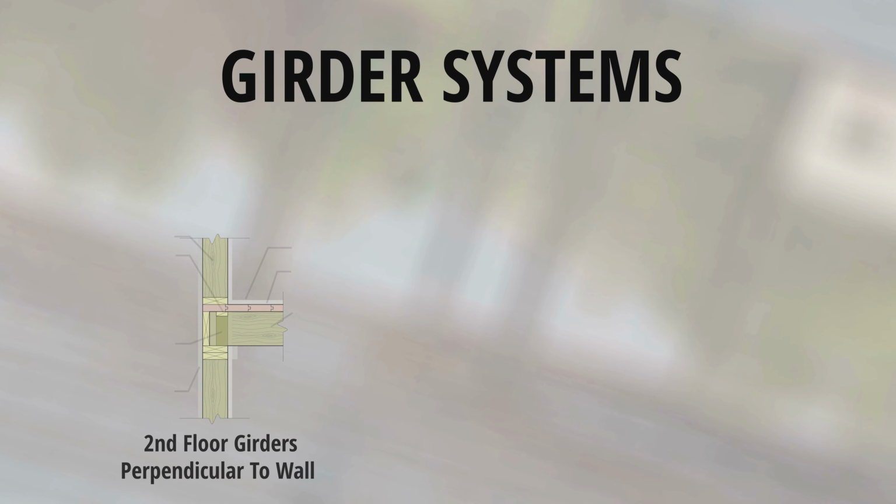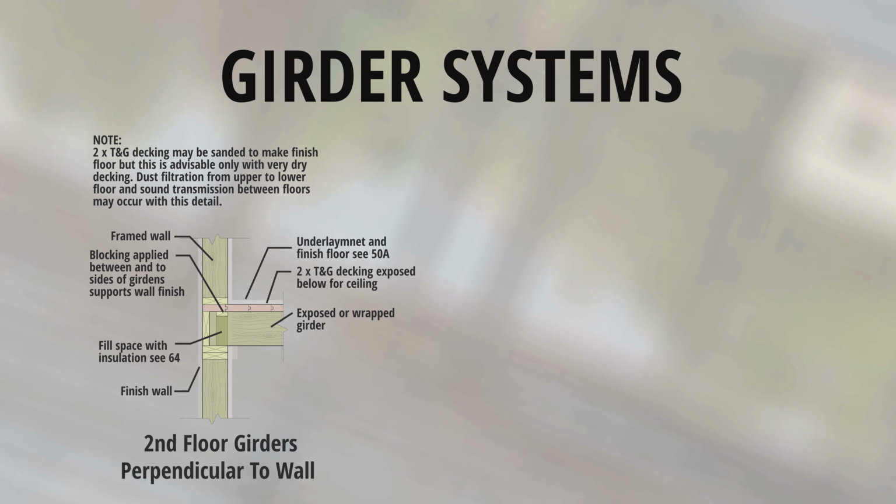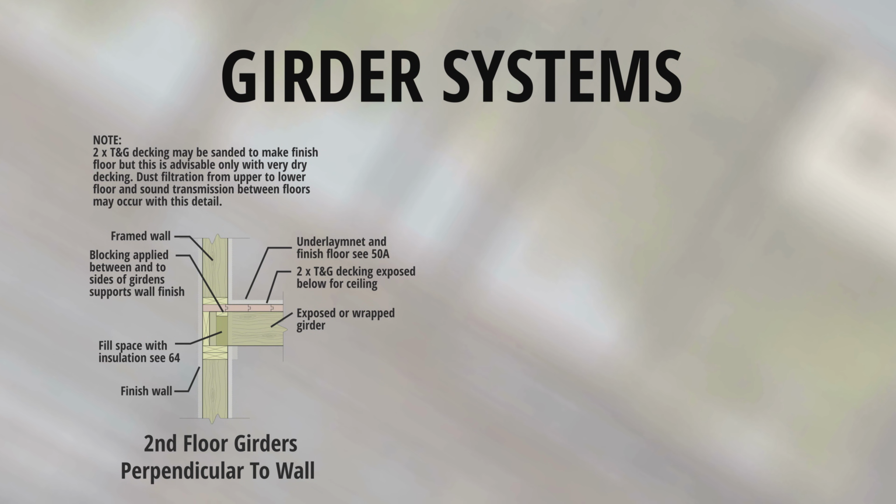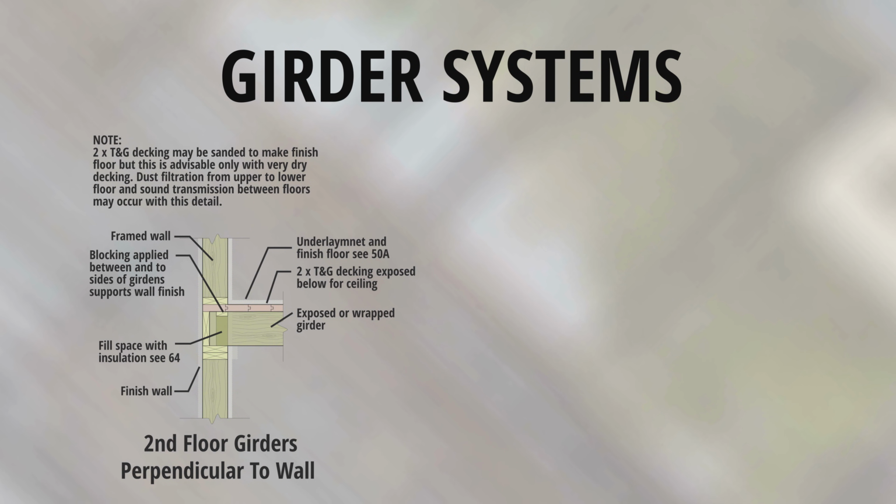Girder systems. Girders with exposed decking. Second floor girders perpendicular to wall. Framed wall. Blocking applied between and to sides of girder supports wall finish. Fill space with insulation. Finish wall. Underlayment and finished floor. 2x tongue and groove decking exposed below for ceiling.